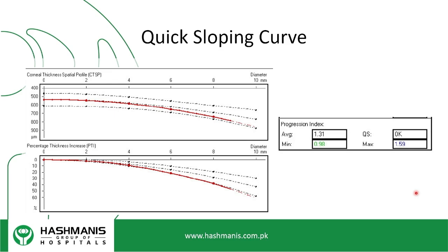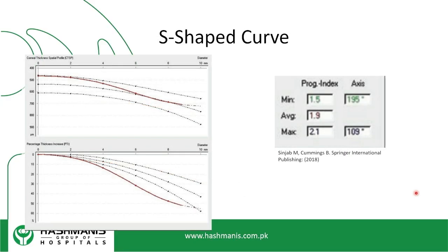And then one is the percentage thickness, so it's the percentage change. Either of these can be abnormal. And if there's a quick sloping curve, then you want to image further and evaluate if the case is actually ectatic or not. Then you've got an S-shaped curve where you're going to get a quick slope and then it sort of comes back. This is highly predictive of keratoconus.